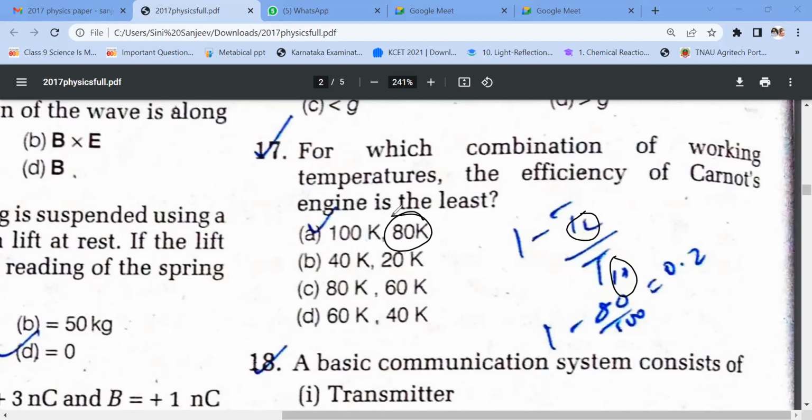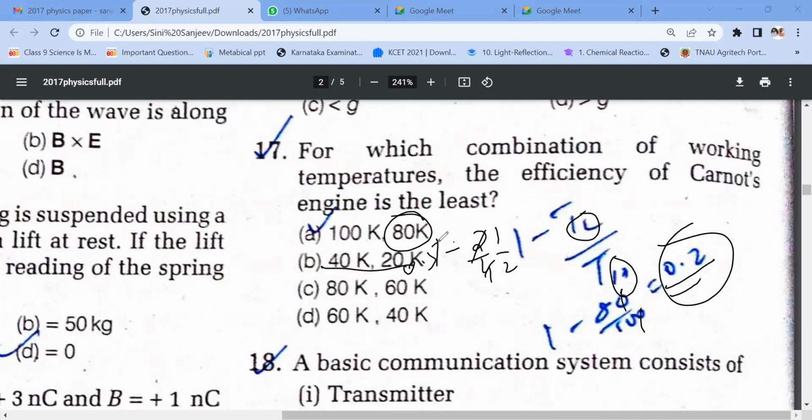So 80 by 100. So what is 8 by 10? 0.8. So 1 minus 0.8 is what? 0.2. And one more thing. Here, what is it basically? 1 minus 2 by 4. That is basically 1 by 2. Yeah, 0.5. So here it is 0.5.